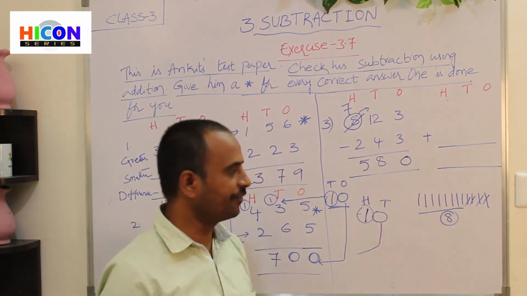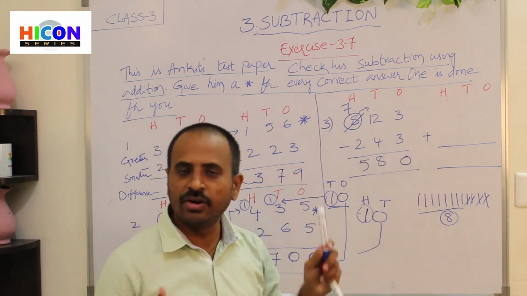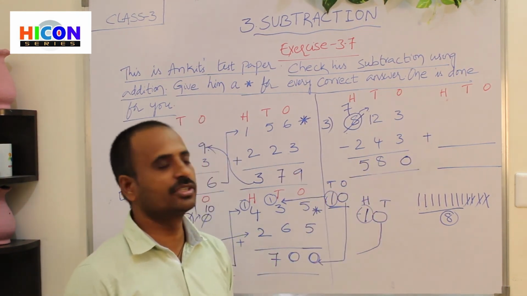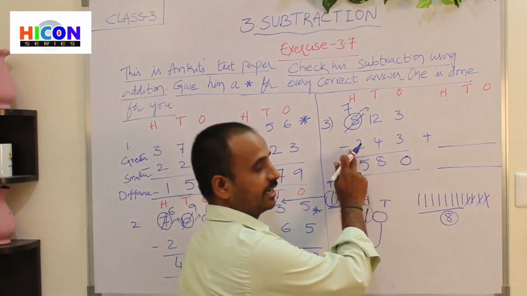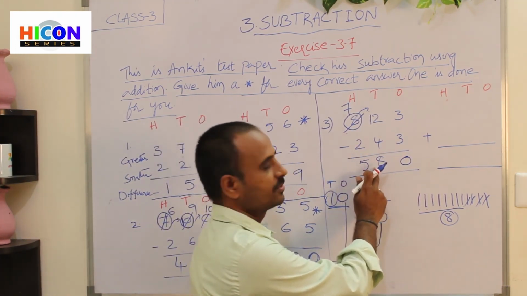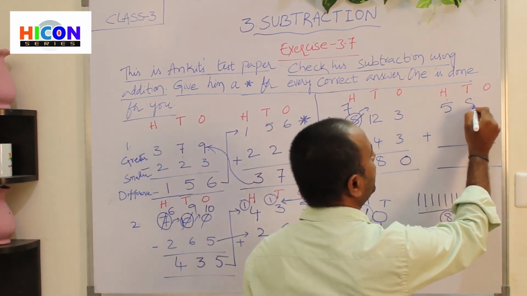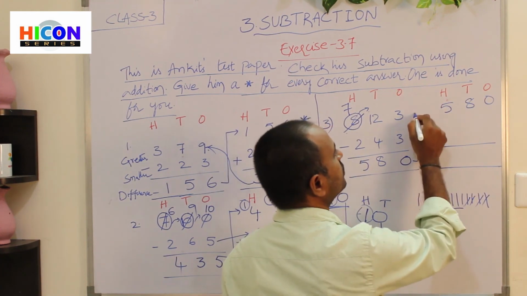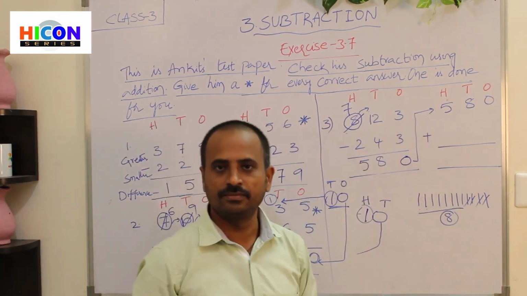So now we can verify this answer by addition. So what do we have to do? How can we do addition? So first, add the second number to the difference. So this is the difference. So write the difference first. 580. And add the second number to the difference.